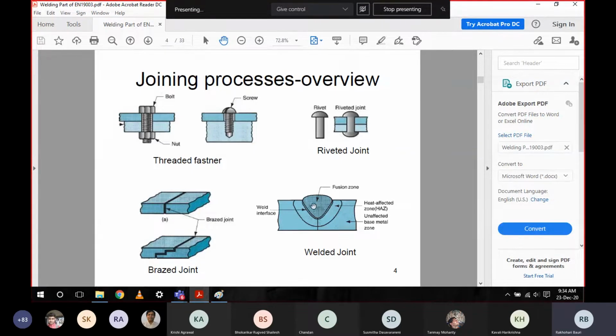Now, one of you students asked about the strength part. Okay, now see here, this one is in the central part, this one is the liquid part. Then after that, this one is the heat affected zone. Then after that, this is the unaffected zone. Here there is no effect of heat.